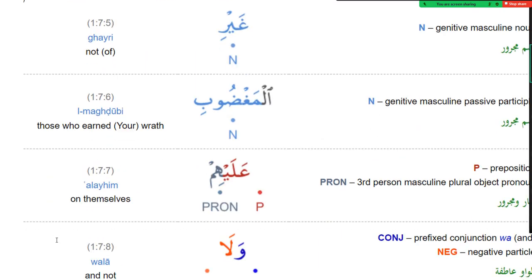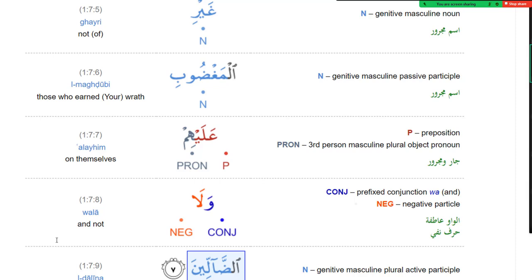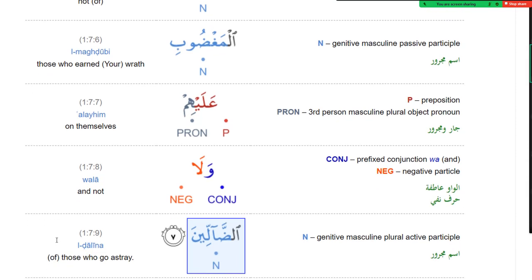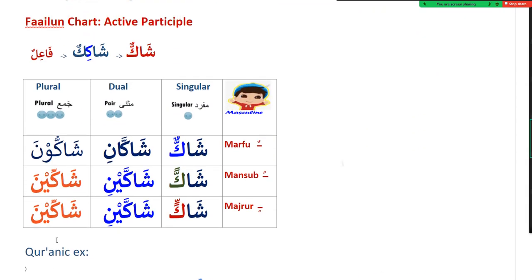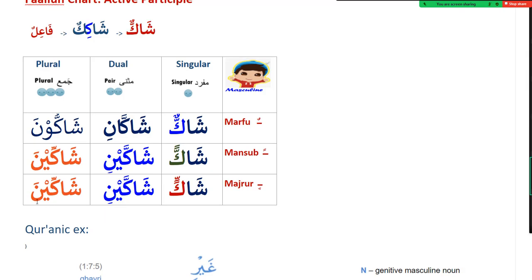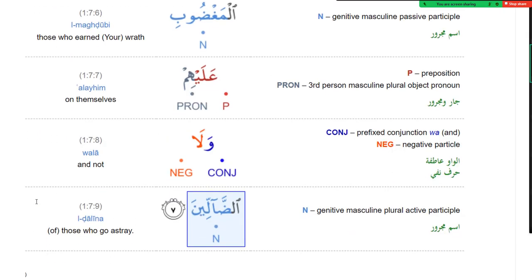أعوذ بالله من الشيطان الرجيم بسم الله الرحمن الرحيم غير المغضوب عليهم ولا الضالين. So now you will understand what exactly ضالين is. Can someone tell me what the root letters are and what this is? Is it singular? If you look at shakina, it's going to be ضالين. So this is the plural active participle, fa'il.